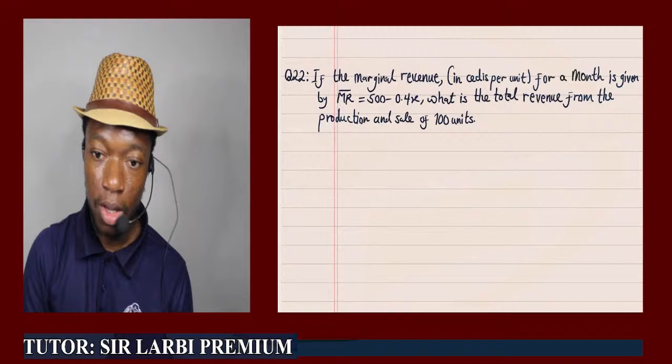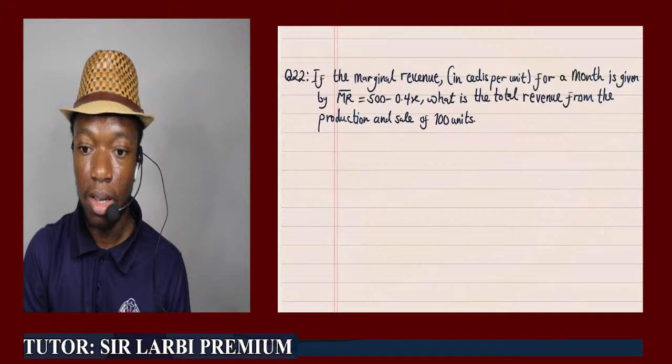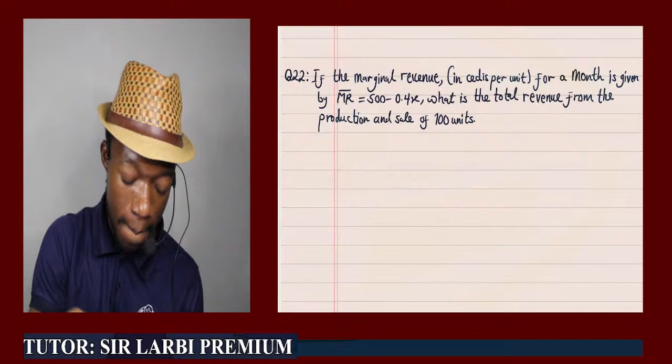So how do we go? We can say that our marginal function has been given, which is the differentiated form of the marginal revenue. Okay. So we have our marginal revenue.